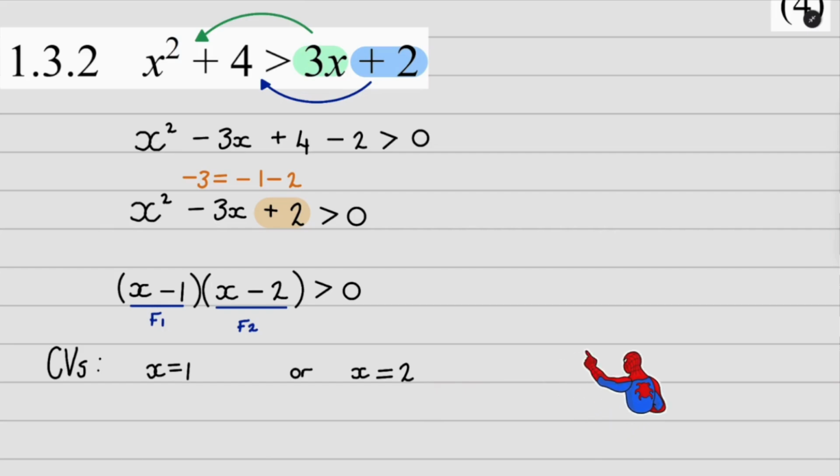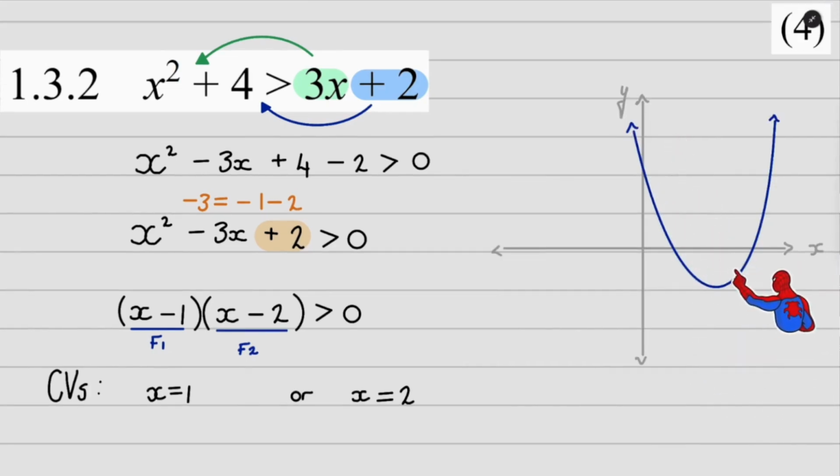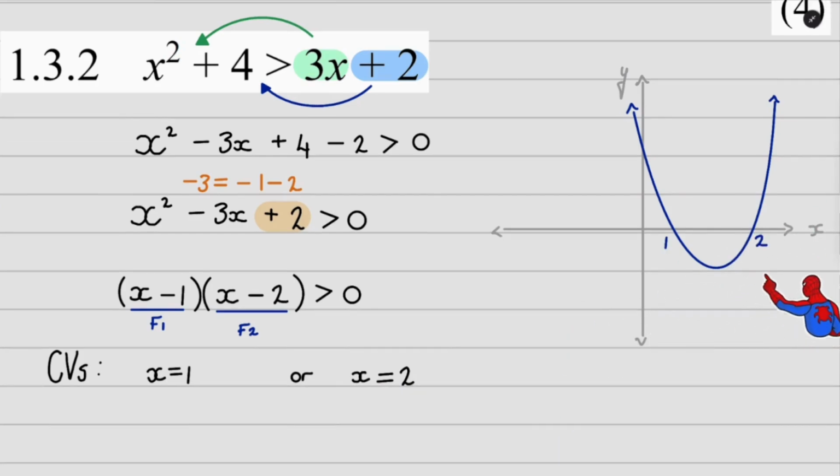Now we're going to do a sketch here. We're going to draw the parabola. It's going to be a standard happy face because the number in front of x squared is positive, aka it's a 1. And with our critical values, the lower one goes on the left and the higher one goes on the right. Once we've done that sketch, we're going to analyze this inequality.